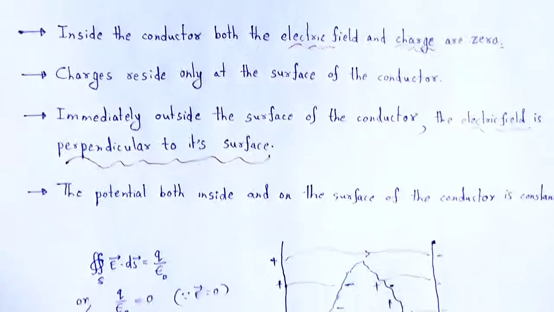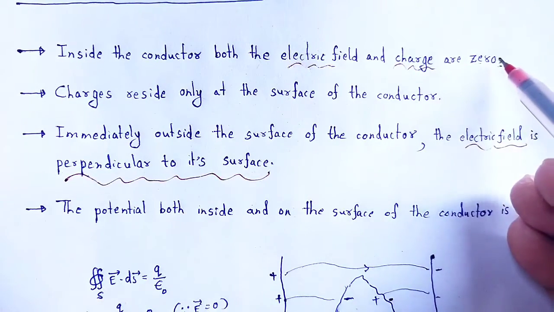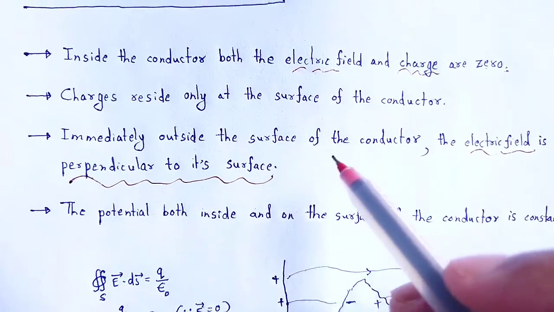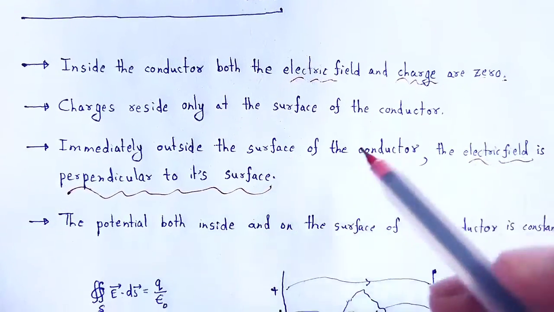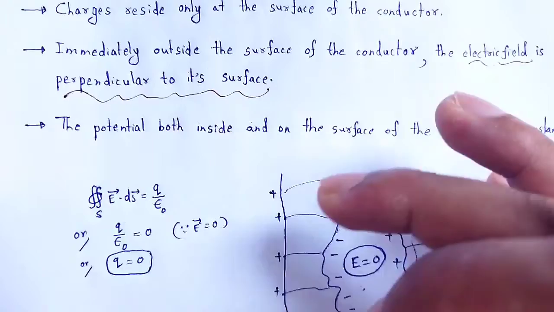Inside the conductor, the electric field is 0. Inside the conductor, the charge will be 0. Here all these points are explained.